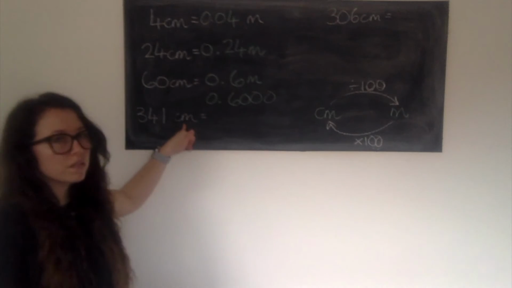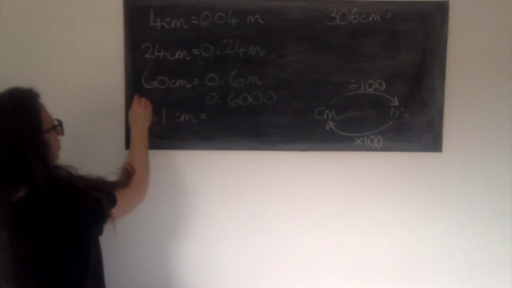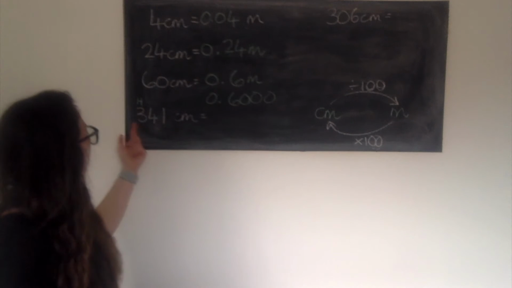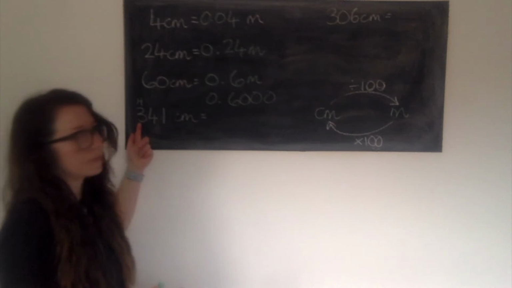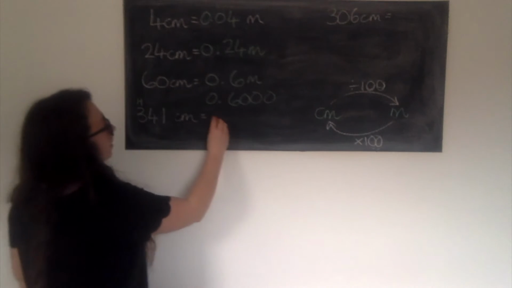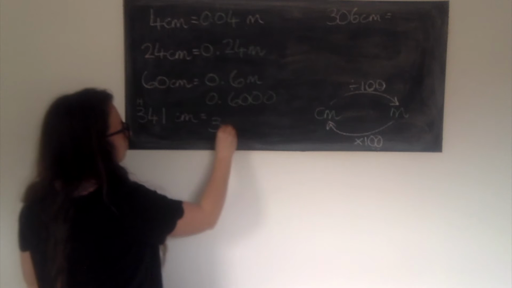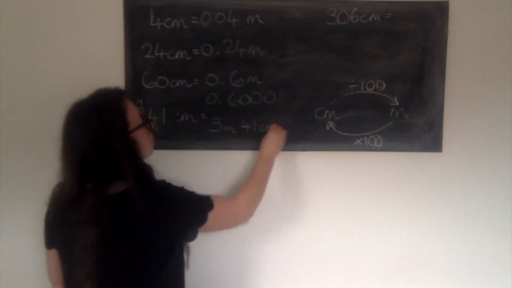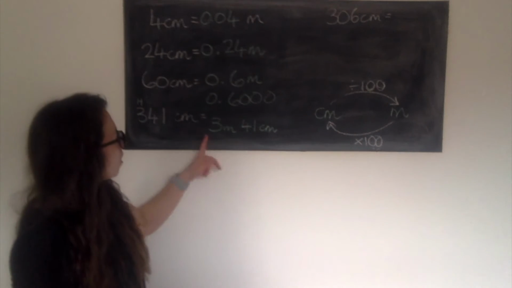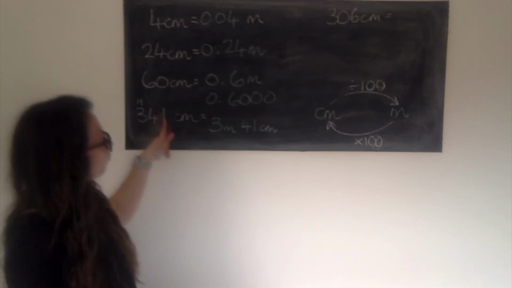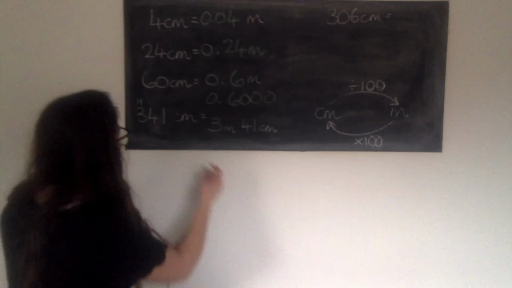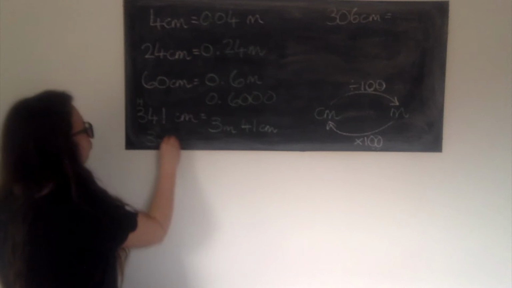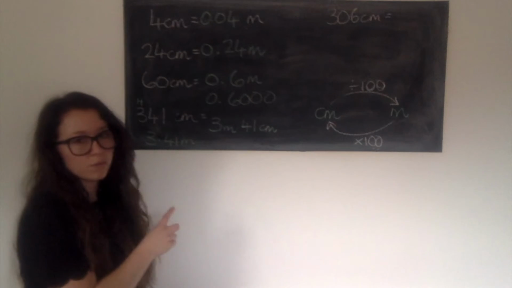341 centimetres. So this time I've got hundreds. Now we know that 100 centimetres is the same as a metre. So rather than 100 centimetres, I've got 300. So that must be 3 metres. And then left over, 41 centimetres. So when I asked you for metres and centimetres, that's what I mean. This is the same as 3 metres and 41 centimetres. As a decimal, that's nice and easy, because you're dividing it by 100, gives you 3.41 metres.